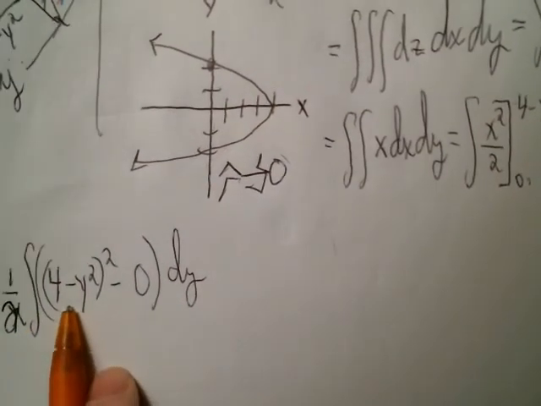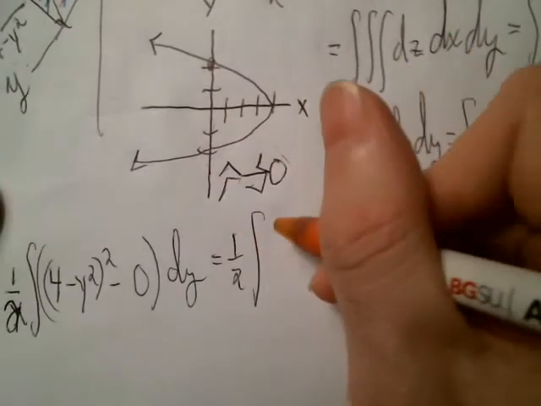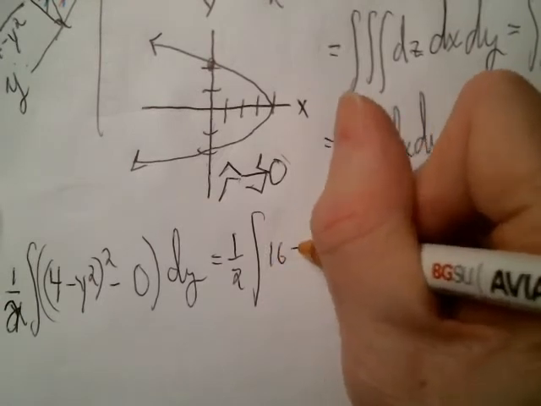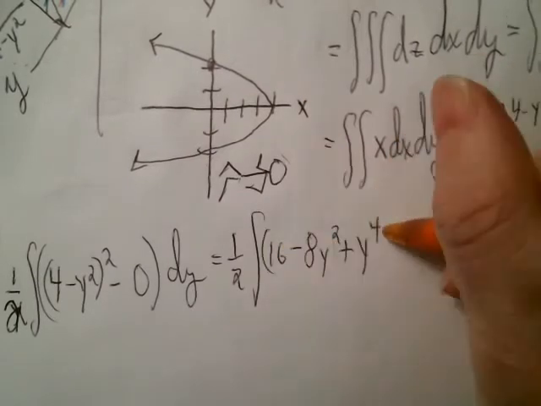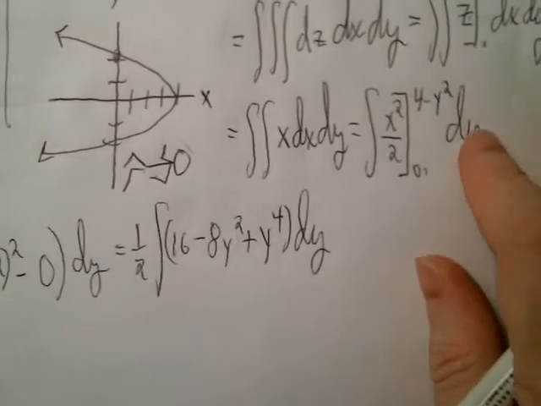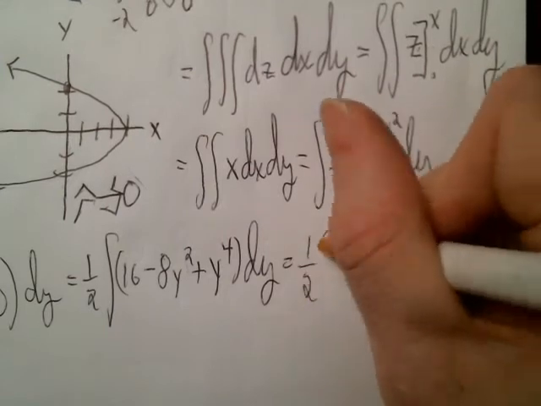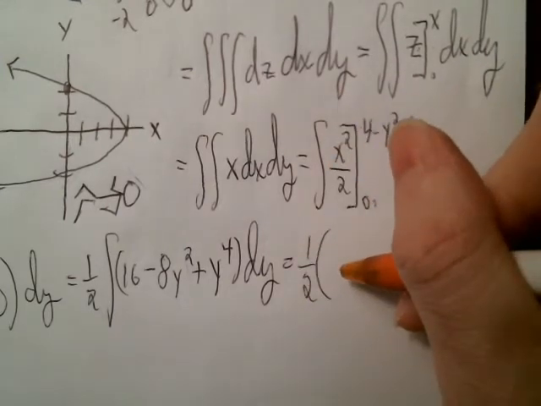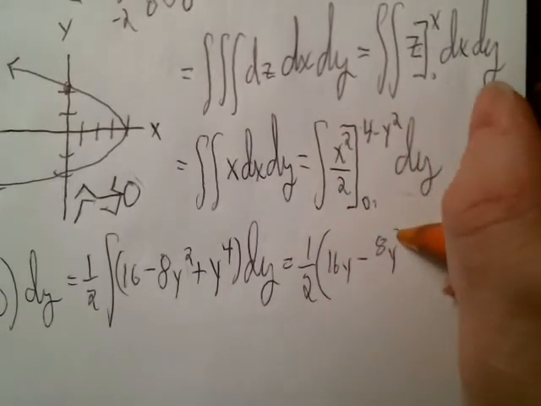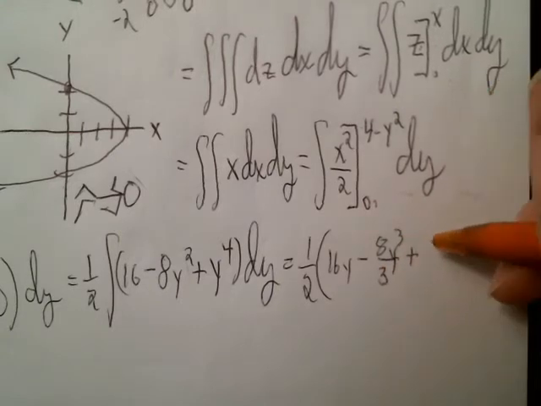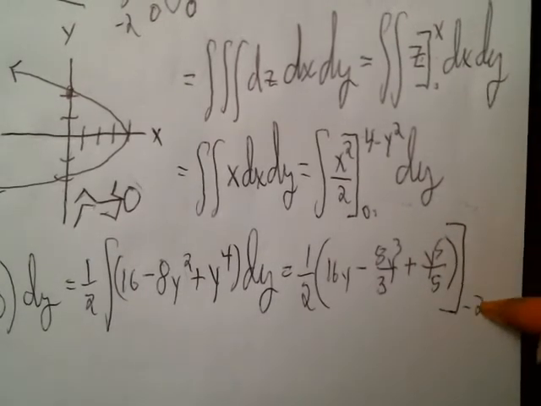Okay, I'm going to go ahead and FOIL this out. So this will be 1/2 integral of 16 minus 4y squared minus 4y squared is minus 8y squared plus y to the 4th, and then dy. And then I have to integrate that with respect to y. So I get 1/2 times 16y minus 8y cubed over 3 plus y to the 5th over 5. And then I need to evaluate that from -2 to 2.